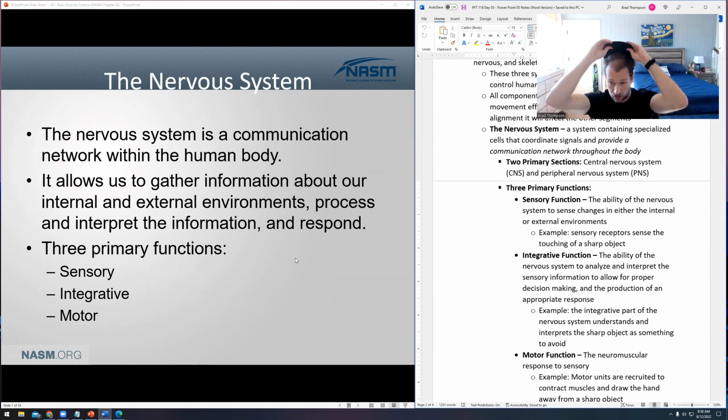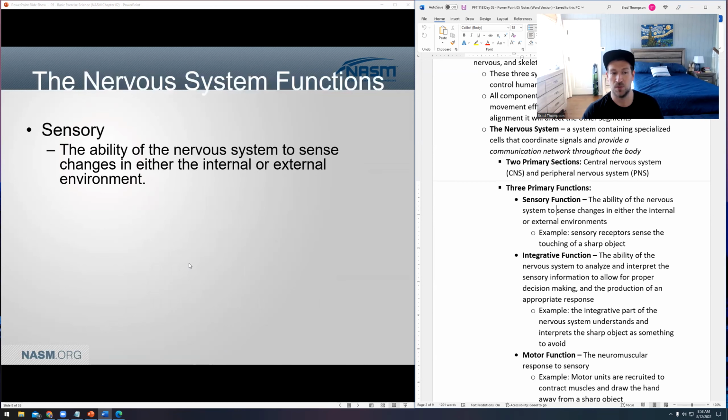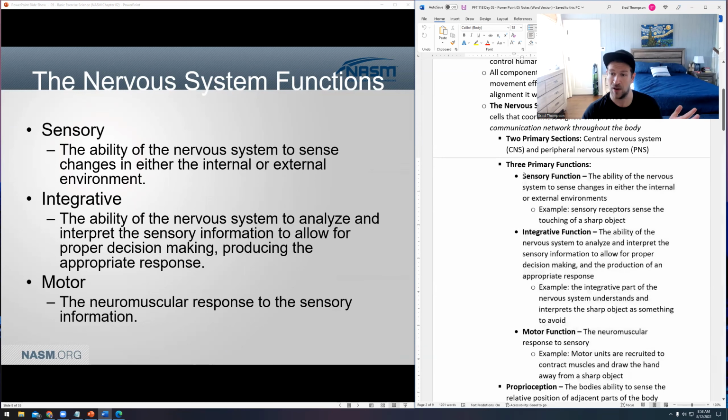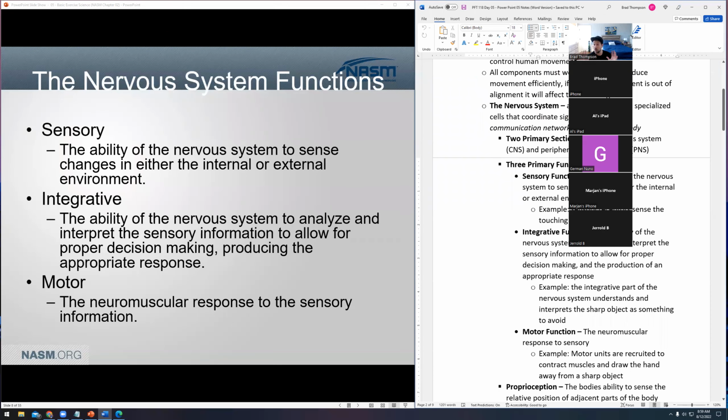If we're looking at the three things that our nervous system does, information going in, interpretation, and information going out, we want to define those very specifically. These are our three primary functions of the nervous system. We have sensory function. That's the ability of your nervous system to sense changes, and that sensing changes is both internal and external. Remember yesterday we talked about how some of your stuff is autonomic and some of it is somatic. Somatic means that we have control over it. Autonomic is like automatic. It means that we don't have control over it. It just happens without us thinking.